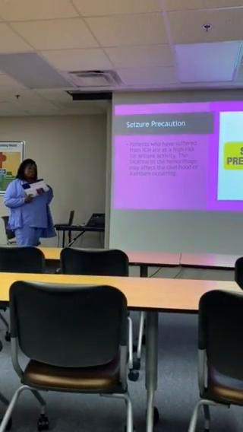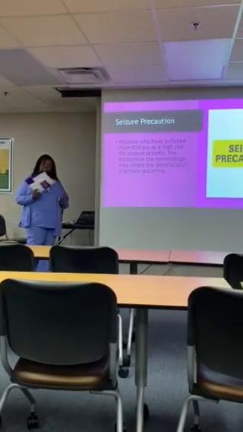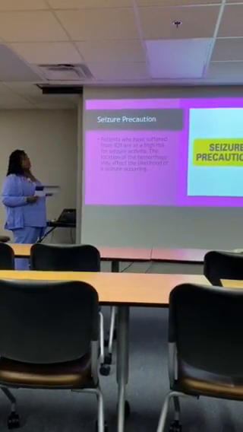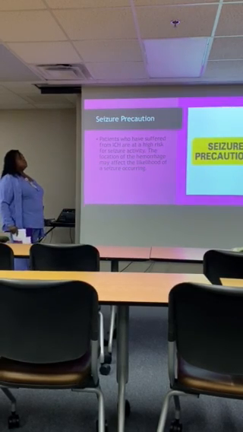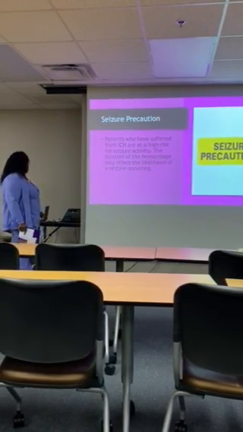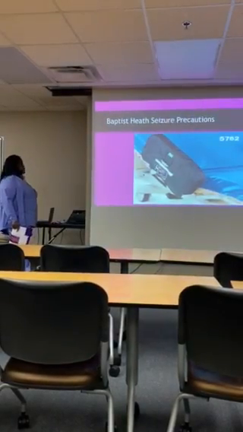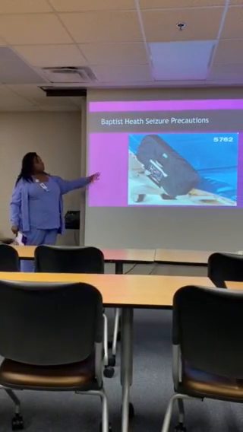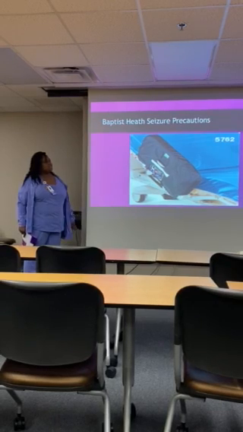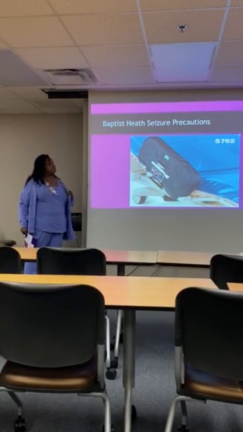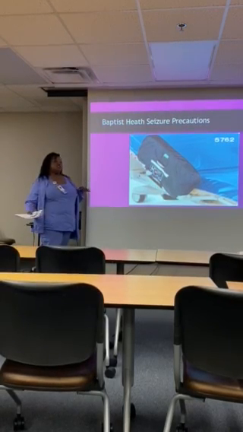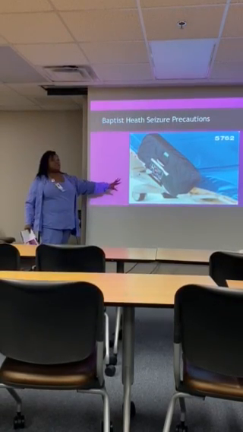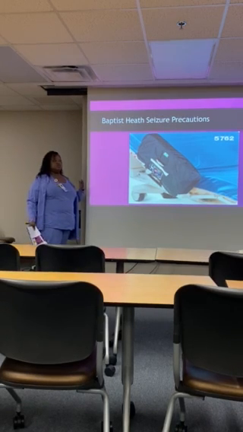The next thing is seizure precautions. Patients who have suffered from intracranial hemorrhage are at a high risk of seizure activity. The location of the hemorrhage may affect the likelihood of a seizure occurring. On my floor, we have what we call seizure pads. We have, I think, 2 or 3 sets of these, and what we do, we put the pad on each rail. So if the patient starts to have a seizure and they're moving around, they can hit the pad and won't hurt themselves on the rail.